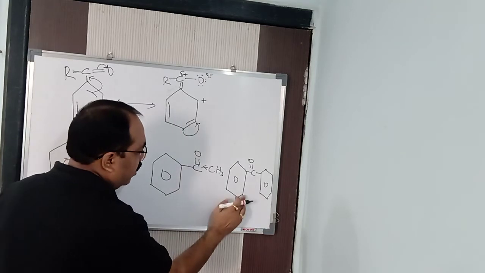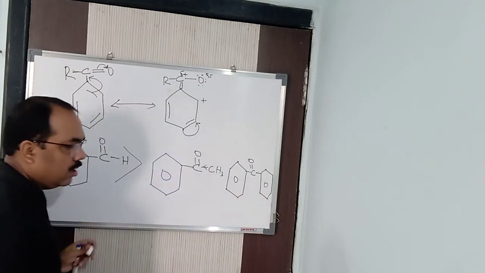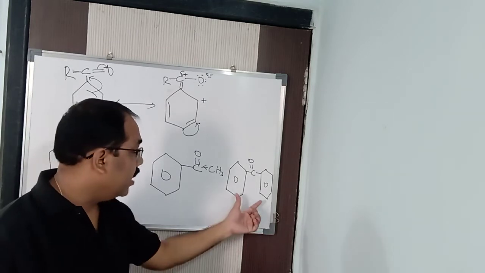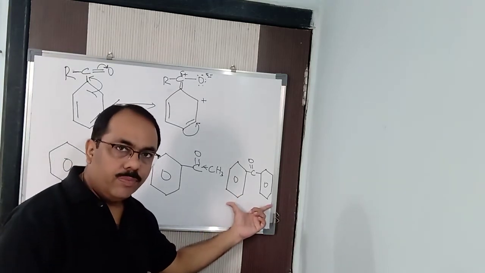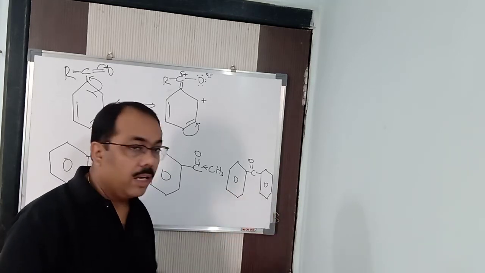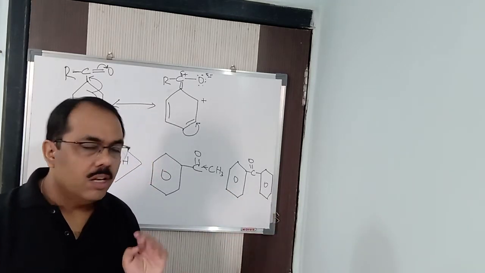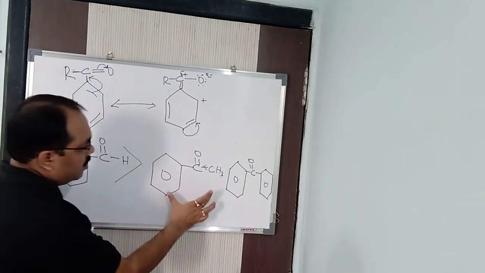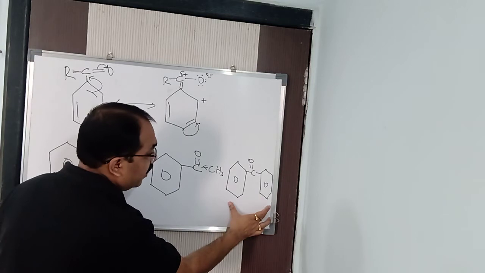Now what about here? Here the plus R effect predominates over the minus I effect. This is also a bulky group. These two aryl groups are bulky groups, due to which the reactivity decreases. So hence, I can say this is benzaldehyde, this is your acetophenone, and this is your benzophenone.